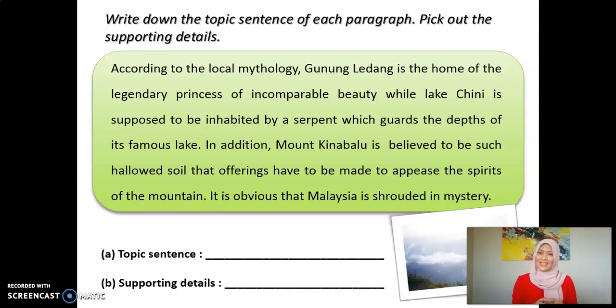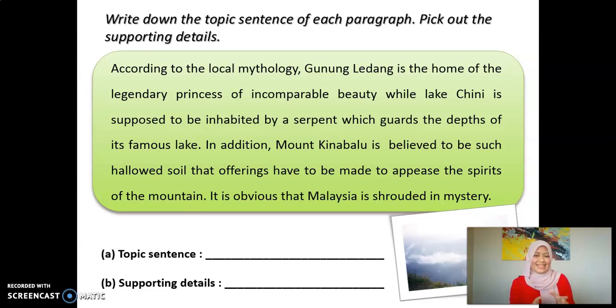Ready? According to the local mythology, Gunung Ledang is the home of the legendary princess of incomparable beauty, while Lake Chini is supposed to be inhabited by a serpent which guards the depths of its famous lake. In addition, Mount Kinabalu is believed to be such hallowed soil that offerings have to be made to appease the spirits of the mountain. It is obvious that Malaysia is shrouded in mystery.